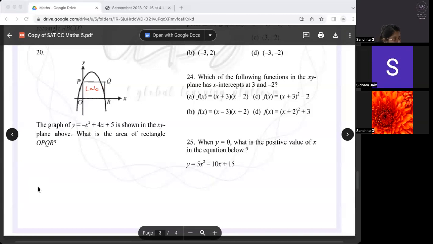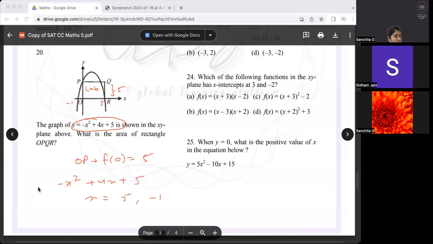So OP is nothing but f of 0, and f of 0 is nothing but 5. This I can get as 5. Now I just need OR or PQ for the length. I can actually try to factorize it. Minus x square plus 4x plus 5. The factors will be 5 and -1. Clear? So this is 5 and -1.